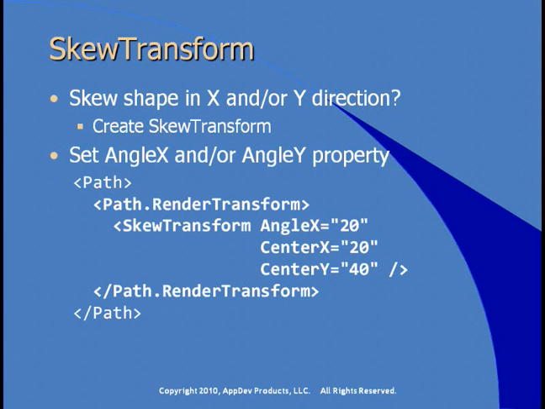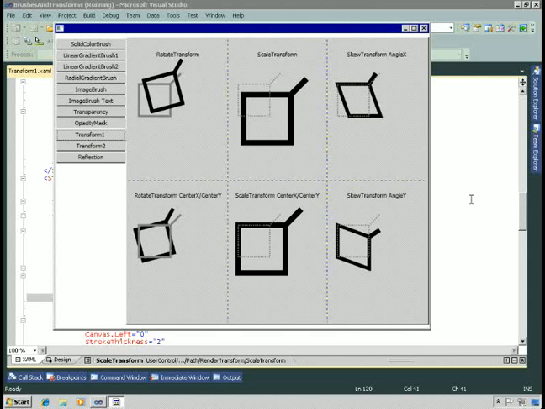Let's look at what these look like on screen. In these examples, we'll look at skewing a shape both in the x direction and the y direction. By setting the angle x property, we cause our shape to skew in the x direction, and by setting the angle y property, we cause our shape to skew in the y direction. You can, of course, combine these together in a single transform and skew in both the x and y direction.